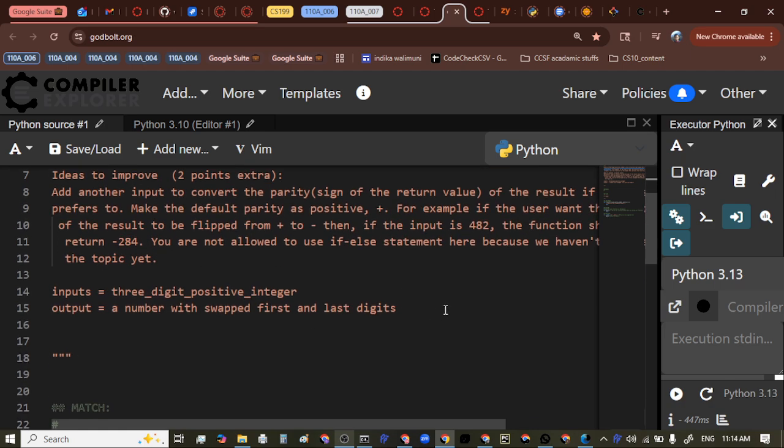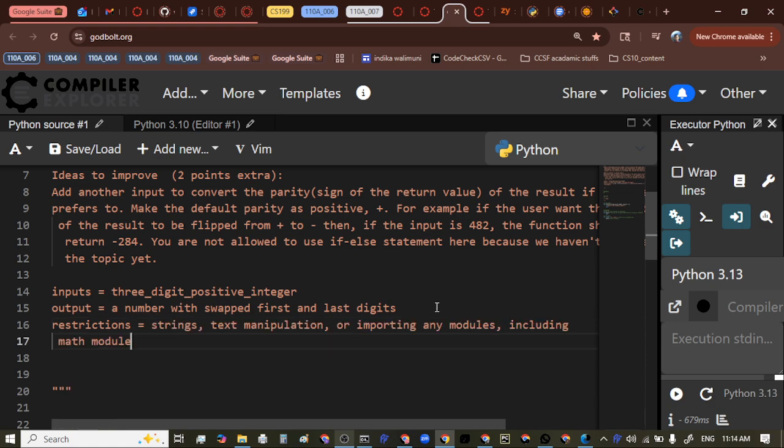So I would say always look for a restriction or a constraint in your problem prompt, and then isolate them as well. Restrictions: can't use. And this is a word-based problem.